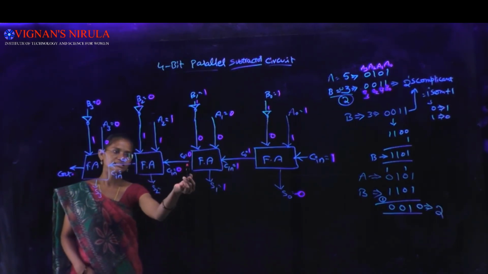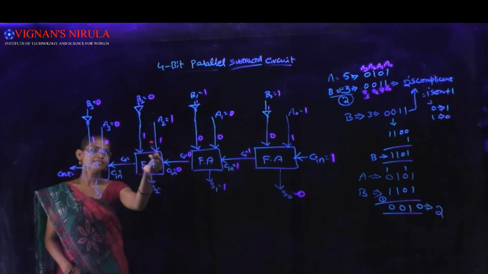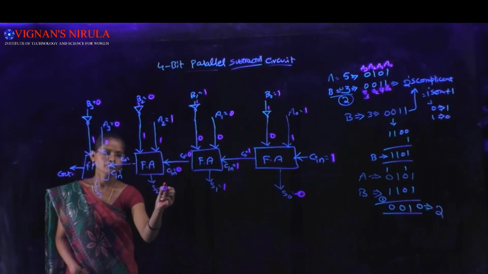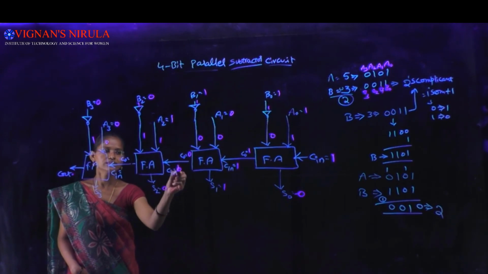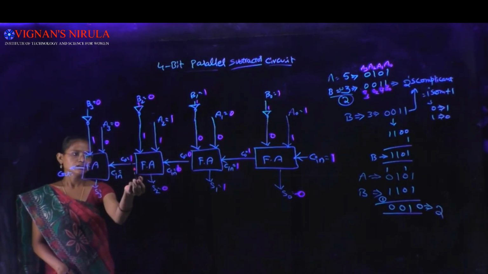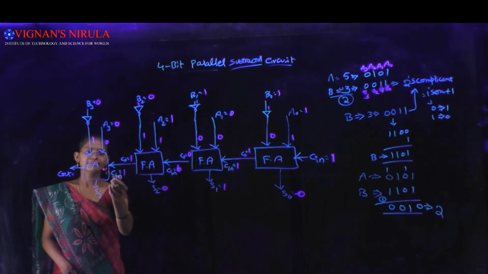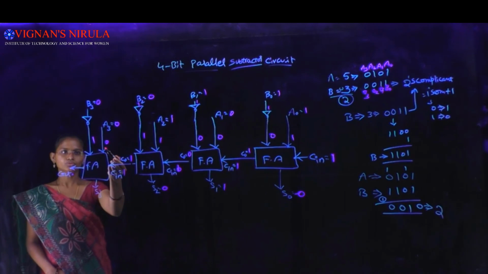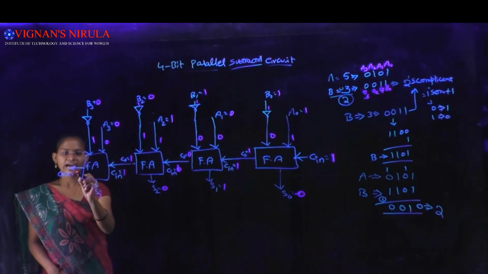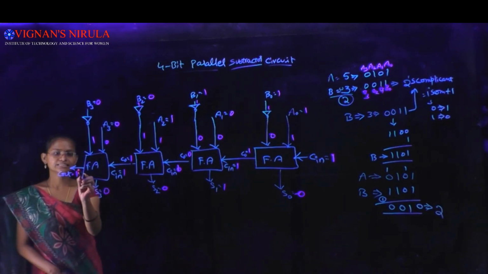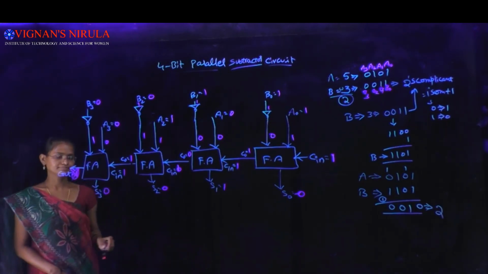This carry out is connected here. 1 plus 1, carry 1, sum 0. Carry 1, sum 0. And this carry out is here. This is connected with the fourth stage of the full adder. 1 plus 0, 1. 0 plus 1, carry 1, sum 0. Here, the carry is there, that is ignored.